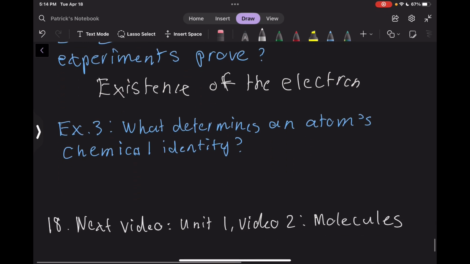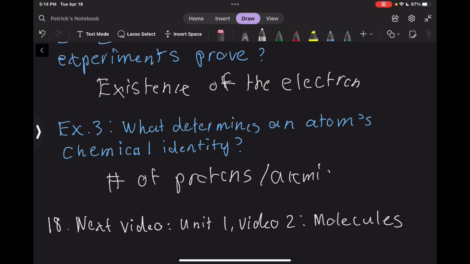One final question. What determines an atom's chemical identity? The thing that determines an atom's chemical identity is, of course, the number of protons that it possesses, which is also referred to as its atomic number.